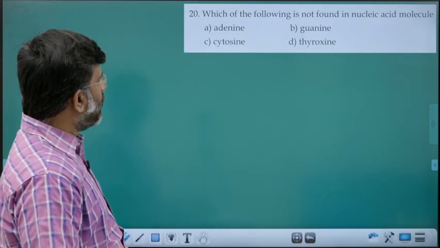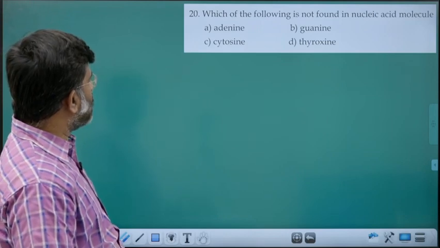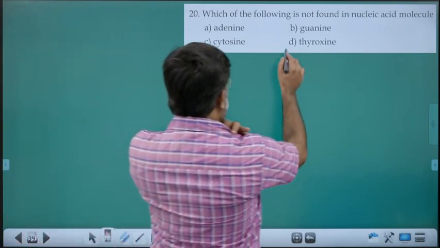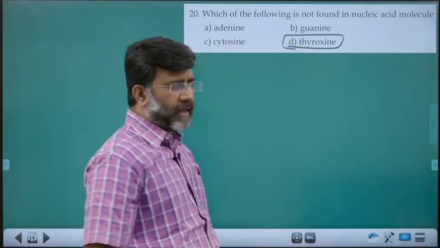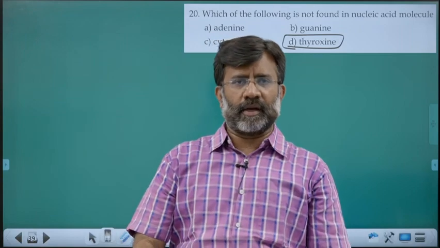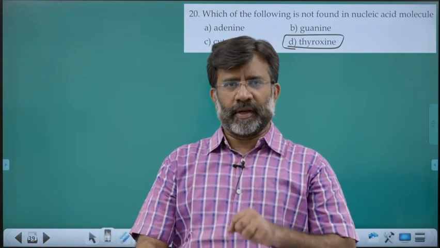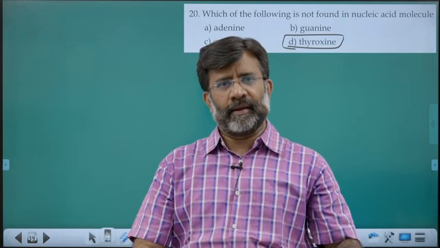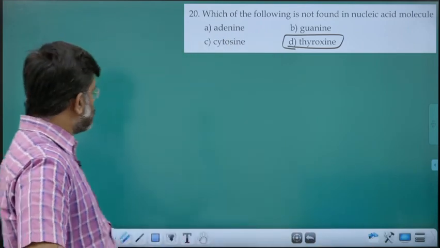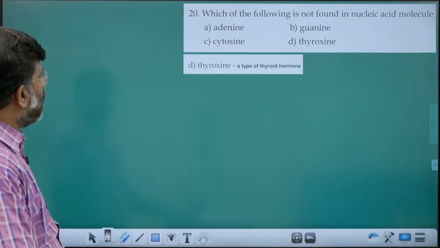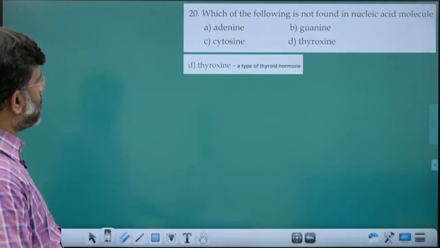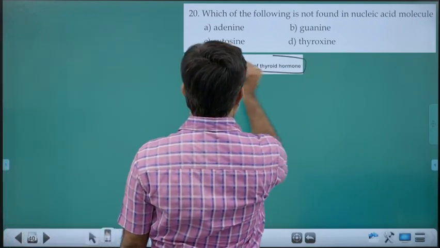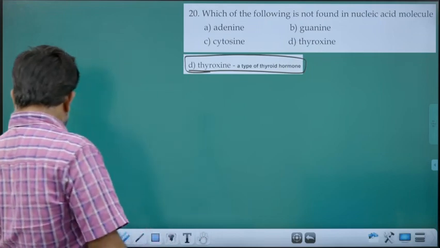Not found in nucleic acid molecule. There is adenine, there is guanine, there is cytosine, there is no thyroxine. This is not present in nucleic acid molecule. A nucleic acid molecule contains a sugar moiety, nitrogenous bases, purine and pyrimidine bases, and a phosphate group. And what is thyroxine? Thyroxine is a thyroid hormone. It's a hormone. Option D is the correct answer. Next.